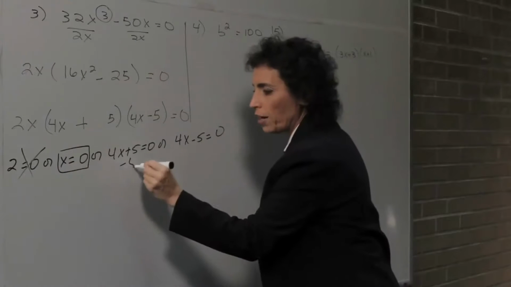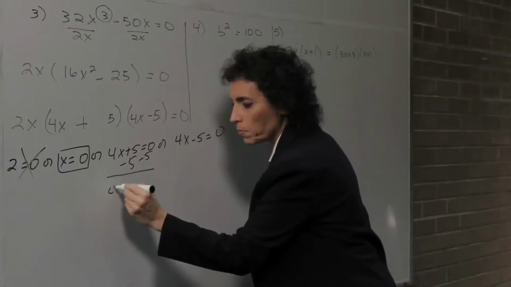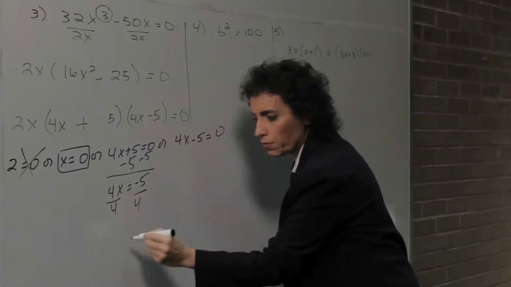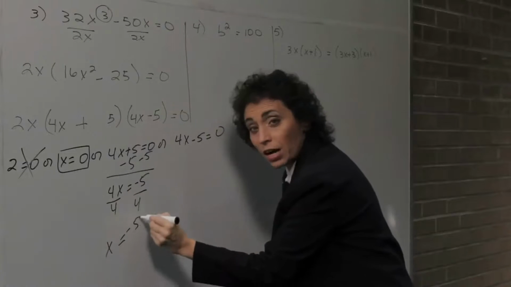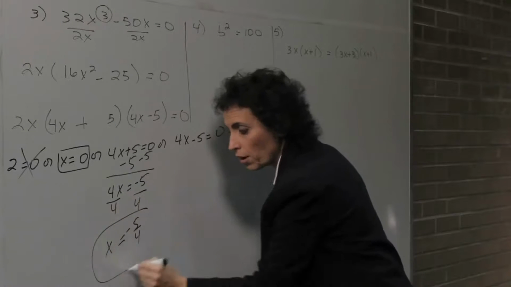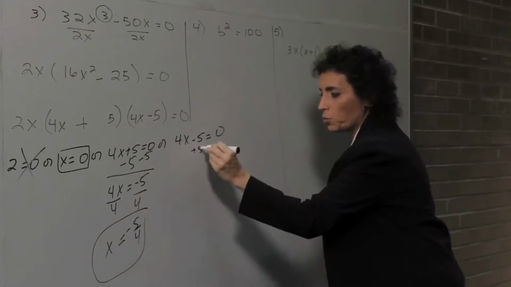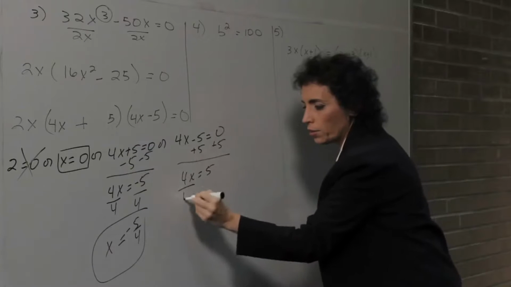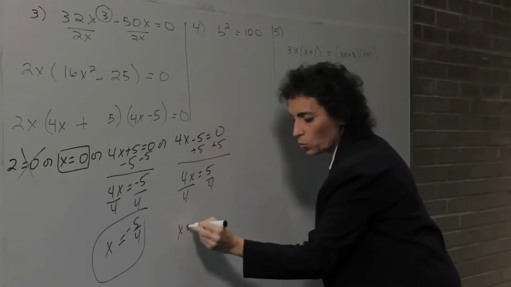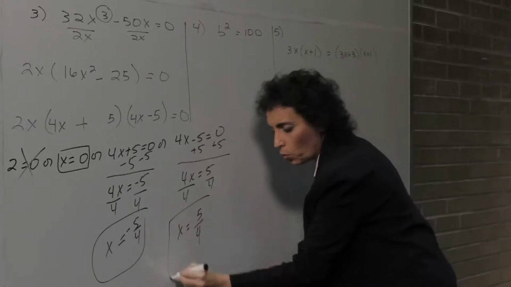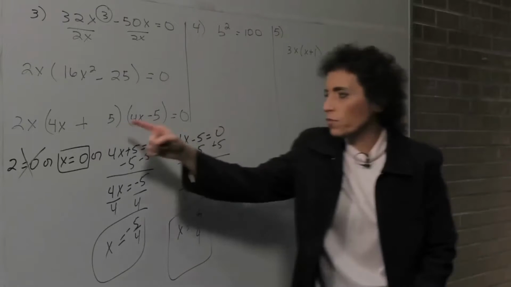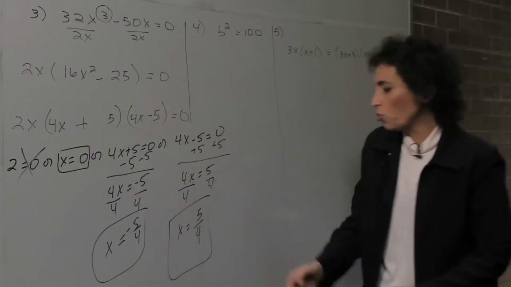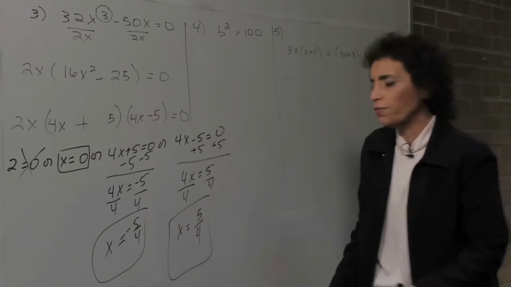Subtract 5. Subtract 5. 4x is negative 5. Divide by 4. Divide by 4. x equals negative 5 fourths. That's another answer. Add 5. Guess what we're getting here? Add 5. 4x equals 5. Divide by 4. x equals 5 fourths. You know why we got opposites, right? Because we had the difference of 2 squares. So of course, we're going to get opposites in my answers. So there's 3 solutions: 0, negative 5 fourths, and positive 5 fourths.